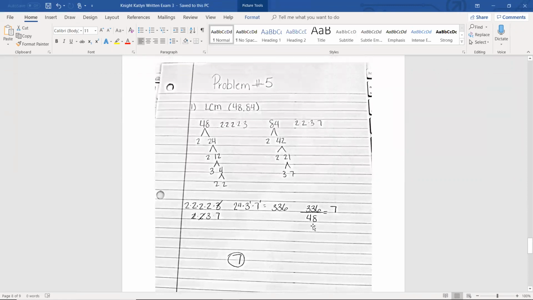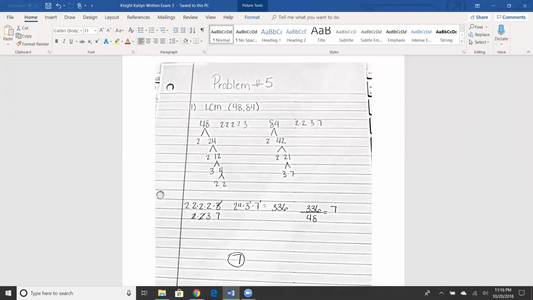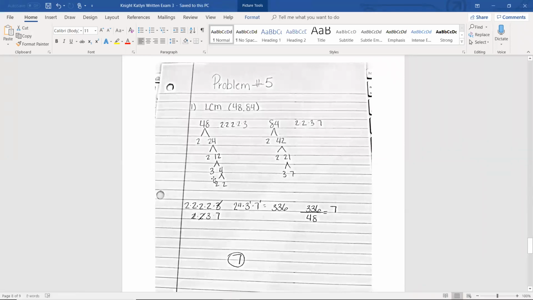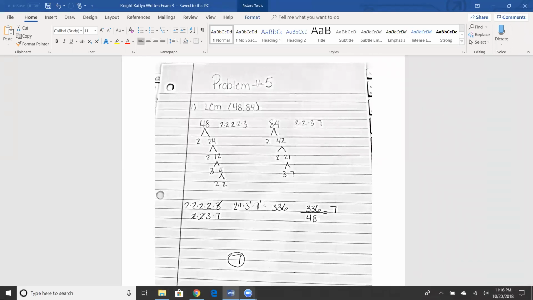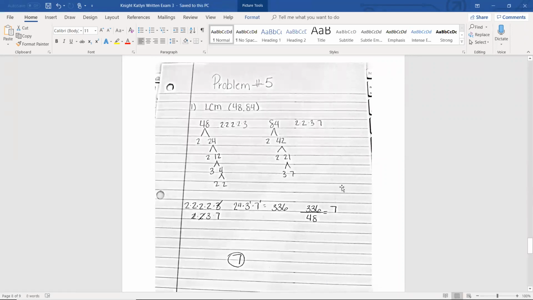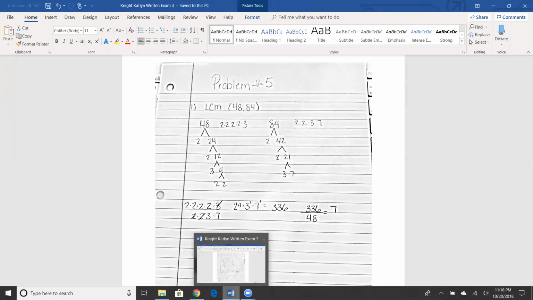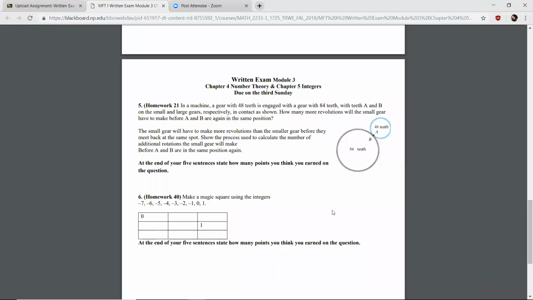Then I went through and divided each of these numbers by 336 to make sure that they divide evenly into these numbers. And then we're going to divide the smallest number by the least common multiple to find the greatest common denominator, which is 7 in both of these. Excuse me, it's not the least common multiple, it's how many times it takes 48 to get to 336. So basically 48 times 7 is 336. And that would be the answer that we need to have A and B meet each other again.